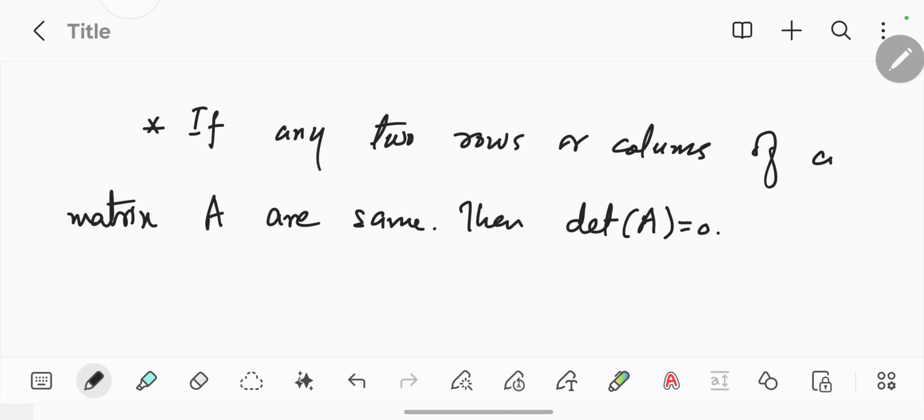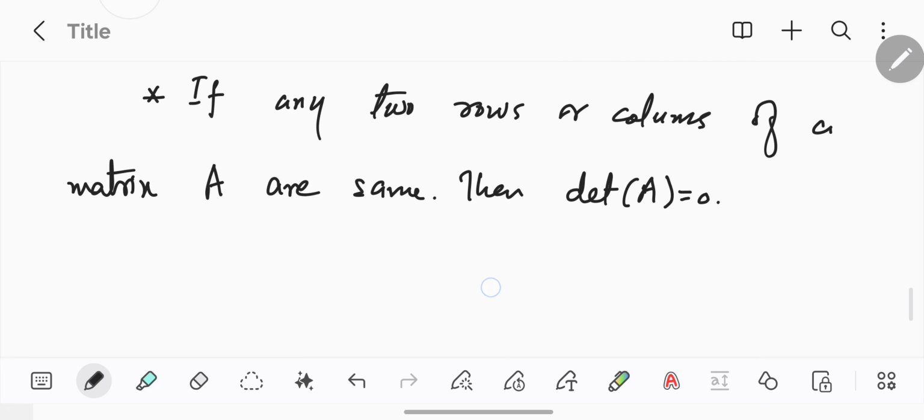So since we are talking about the properties of the determinant, and we were expanding the determinant using elementary row operations, the first property was: if we swap any two rows in the determinant, we get the negative of the determinant. And the second property now is that if any two rows or any two columns are the same in the matrix A, then its determinant is 0. Here is a very short proof.